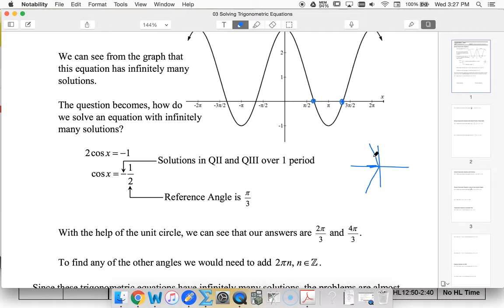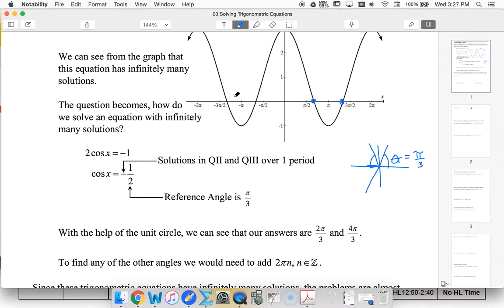So I know that this reference angle, the size of that angle, so my matching size over here, my theta reference, is pi over 3, but this angle in quadrant 2 is going to be pi minus pi over 3, 2 pi over 3, or it's going to be pi plus pi over 3, which gives me my 4 pi over 3.